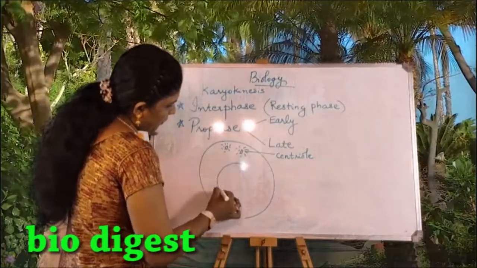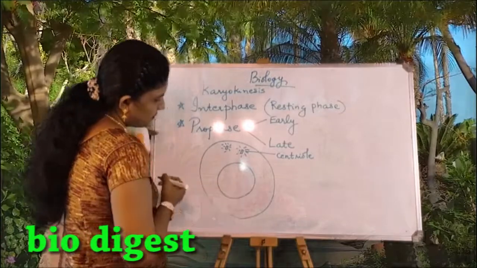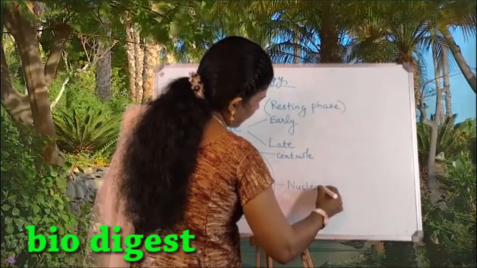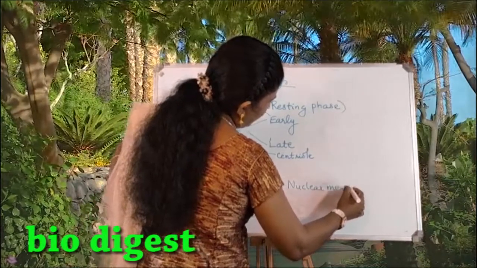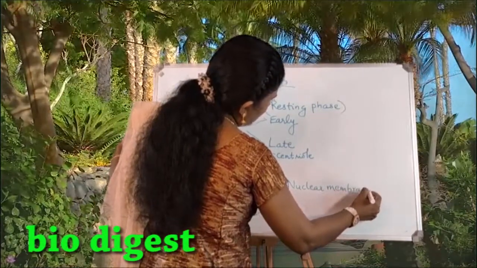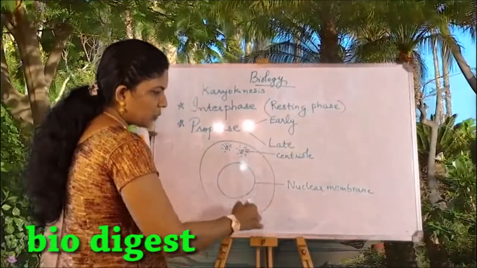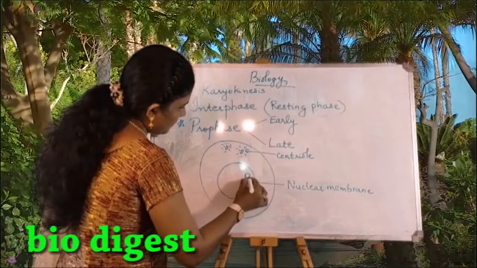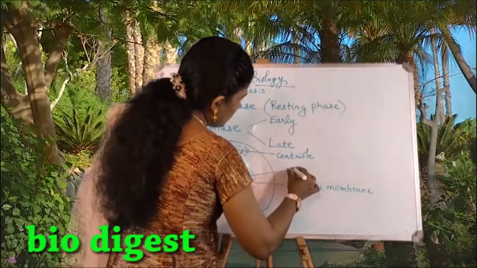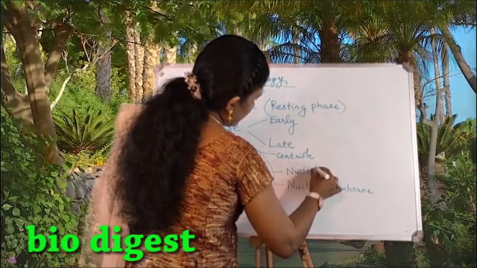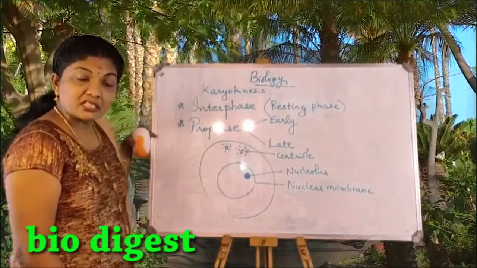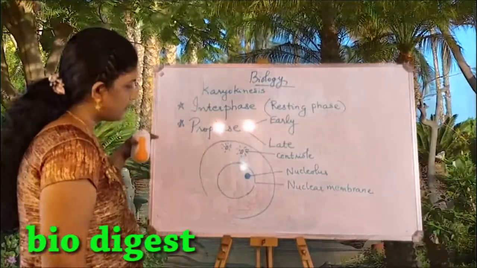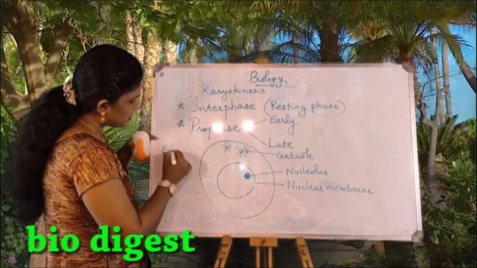Then we are bothered about the nucleus. This is the nuclear membrane. Labeling is very, very important. You need to show a minimum of 4 labelings. Nuclear membrane, that means the nuclear membrane is present. This is the nucleolus. The nucleolus is present. I am speaking about early prophase. Okay, this is early prophase.